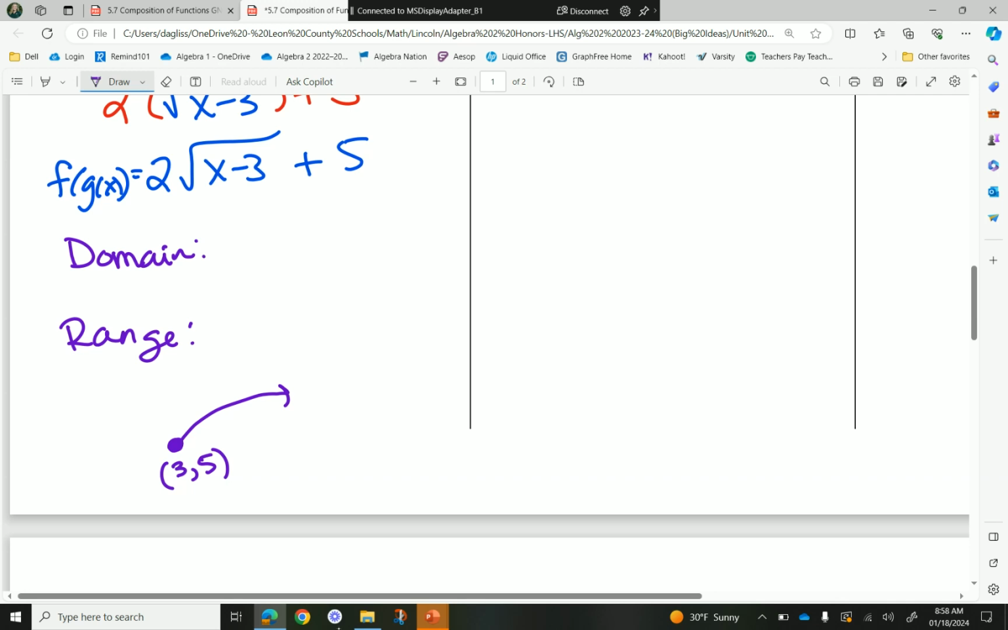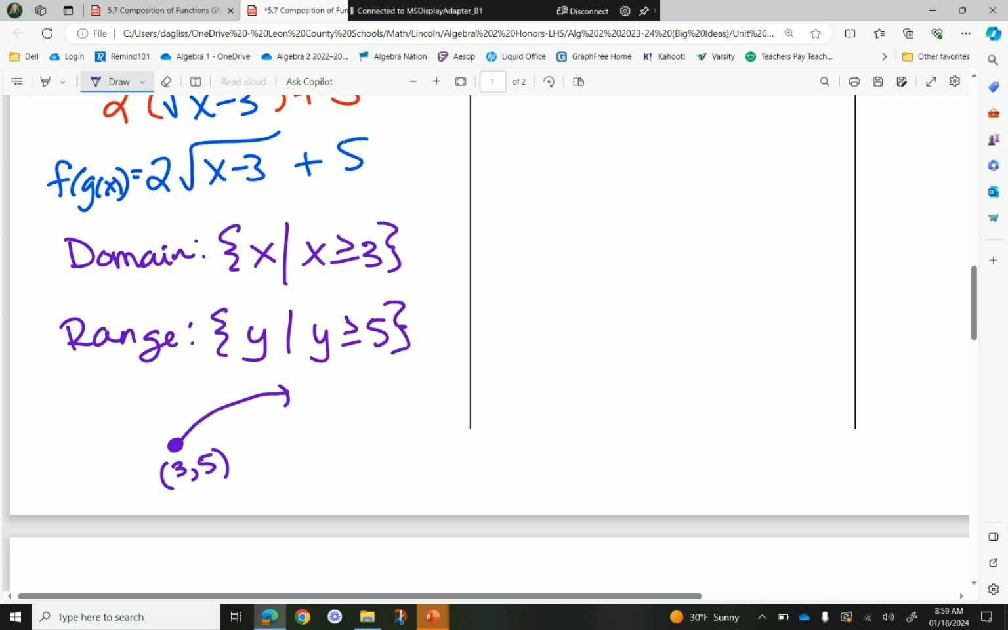So my domain is going to be all my x's as long as those x's are greater than or equal to 3. Makes sense, right? Because I can't have a negative. I can't square root a negative. If I plug 3 into there, 3 minus 3 is 0. That's as low as I can go. I can't plug in anything else lower than that because I'll end up with the square root of a negative number. Right? My range is all of my y's, but I have a rule. Those y's must be greater than or equal to 5.